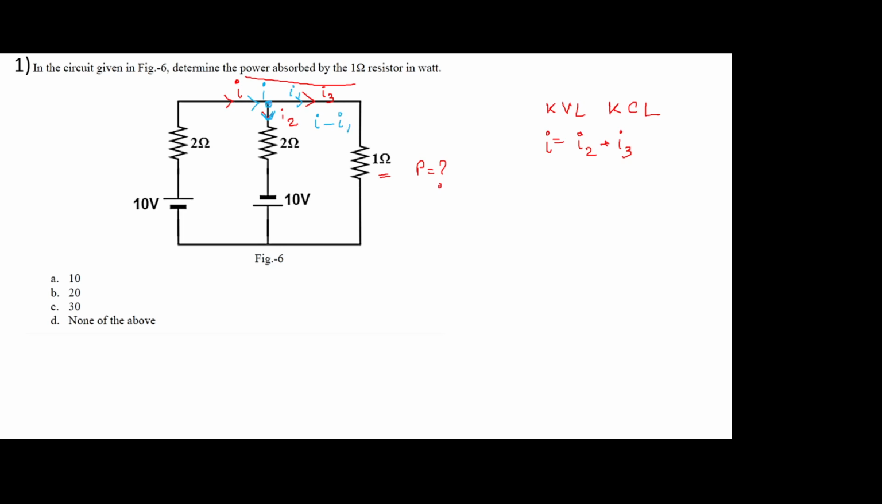If we say that KCL is valid at this node, then the current through this branch will be the total incoming current minus whatever is outgoing, that is I2, right? So we can tackle the problem that way also. There are several ways you can do this problem. Whatever seems easy to you, you can go ahead and try it out, right?